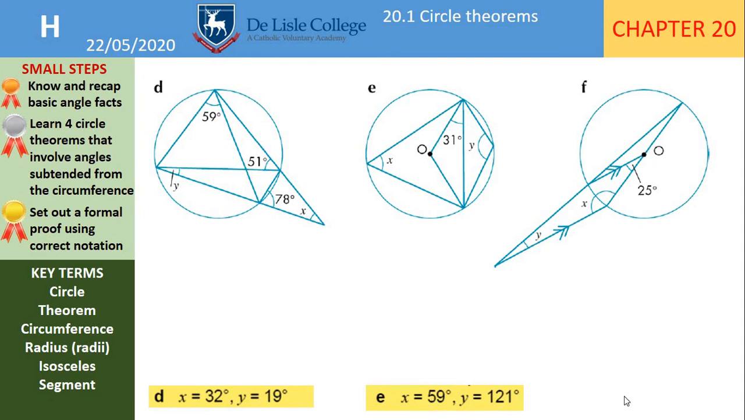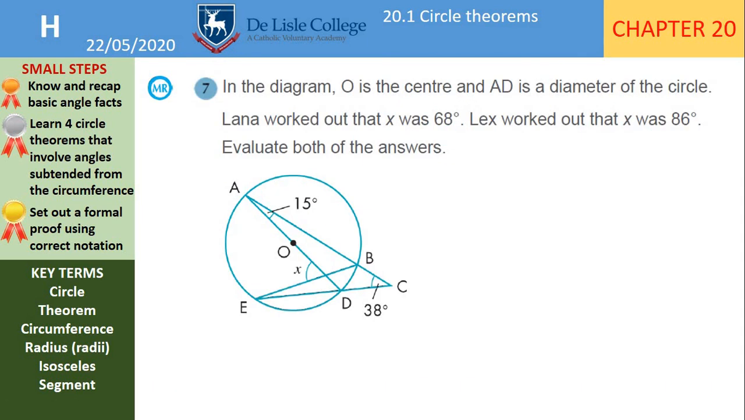Okay, question F. So we can see here that we're going to have a straight line, so 155 degrees. Due to the parallel lines, that's going to be the same as X. Isosceles triangle, so we can get this little angle here, which is going to be 12.5 degrees, which is the same as Y. Right, another question, pause the video while you work this one out.